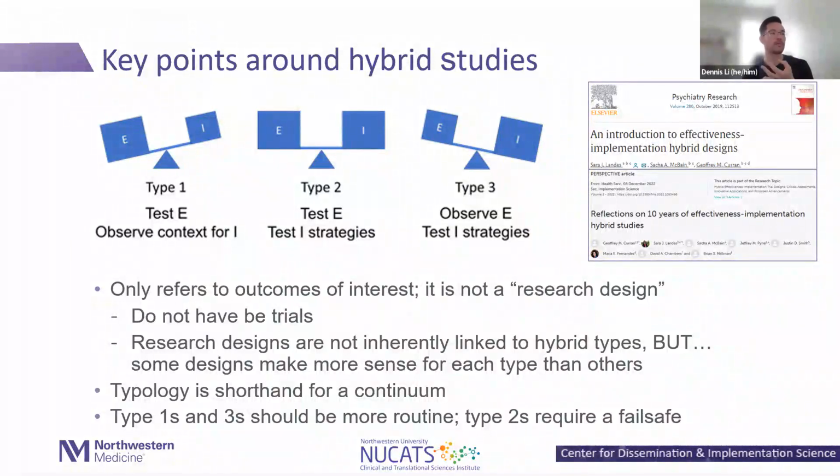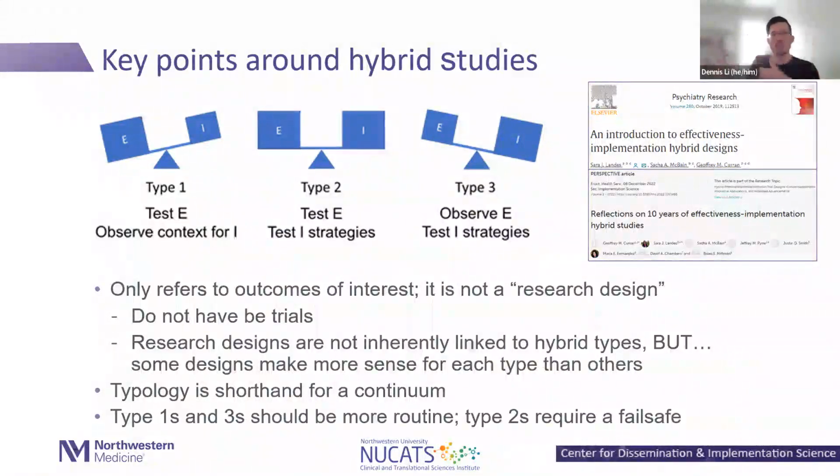These new papers talk about how research designs are not inherently linked to the trials, but some designs make more sense for each type than others. Hybrid type 1, since it's focused on effectiveness, often favors more individual level randomization or observation. Hybrid type 3s, because they're at the systems level, tend to be more cluster designs or bigger level things than the individual. Another thing to keep in mind is that the typology is shorthand for a continuum.